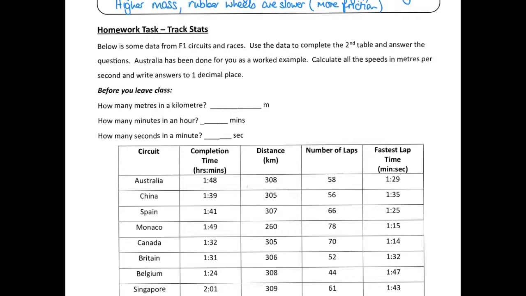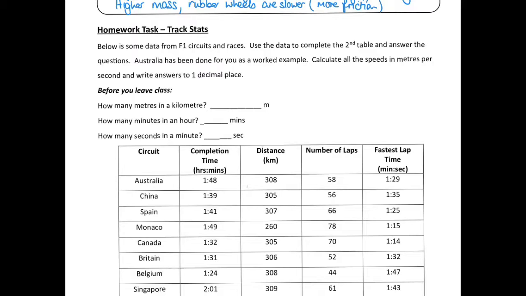Okay, so there is a quite detailed homework task that goes with this piece of work that you've done today in class, which is an analysis of genuine Formula One data from the various Grand Prix circuits around the world. So you have their completion time in hours, you have the distance in kilometers, you have the number of laps that each race takes, and you have a fastest lap time, but in minutes and seconds.